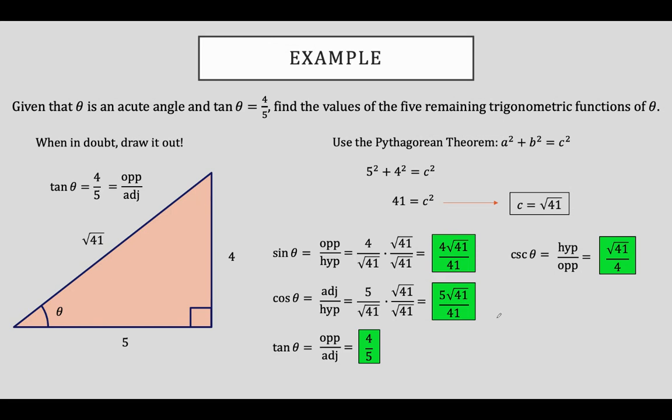All right, the reciprocal of cosine theta, that is secant theta. That's going to be hypotenuse over adjacent. Hypotenuse over adjacent gives us root 41 over 5. And the reciprocal of tangent theta is cotangent theta. That's going to be adjacent divided by opposite, which gives us 4/5 for our final answer. Okay, so there is evaluating our 6 different trigonometric functions using a right triangle.